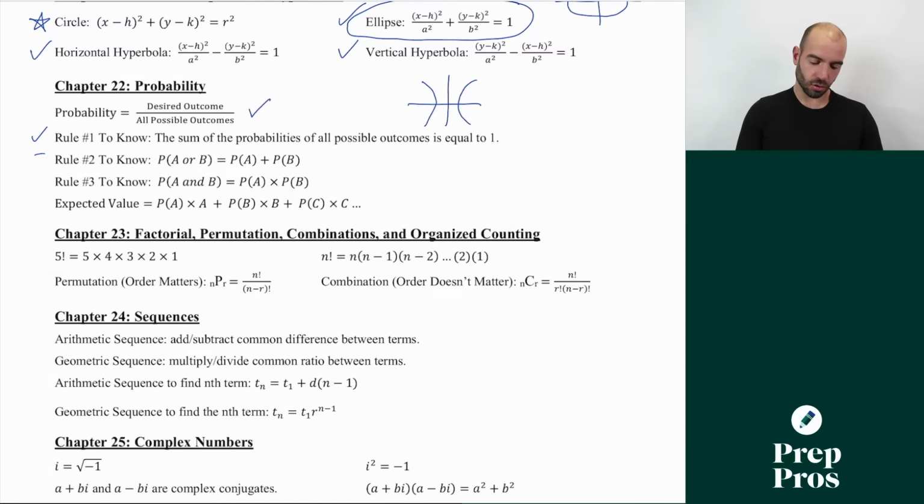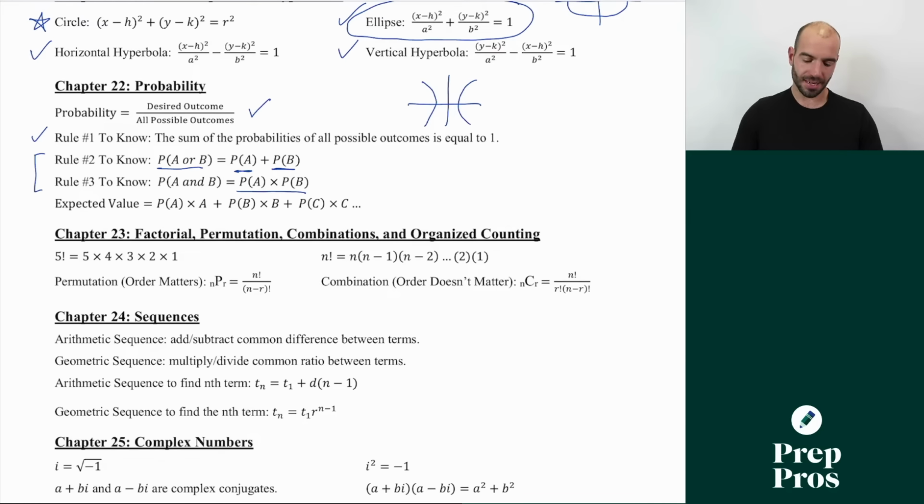Rules number 2 and 3 are also really easy, but a lot of people mess these up. If we have 2 events, A or B, the probability that A or B occurs is when we add those: probability of A plus probability of B. The probability of A and B occurring is when we multiply those probabilities together. So again, or you add, and you multiply.